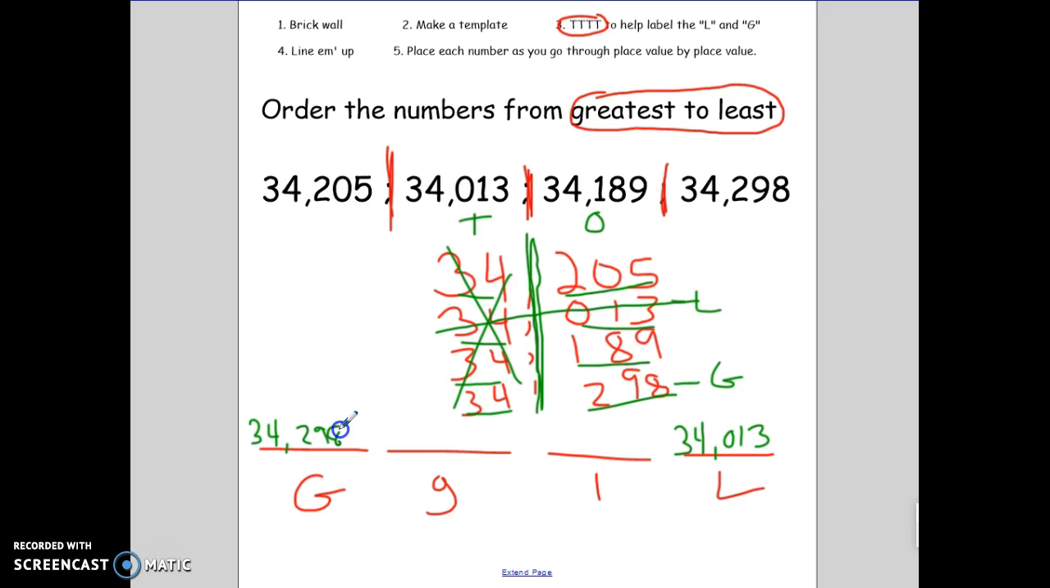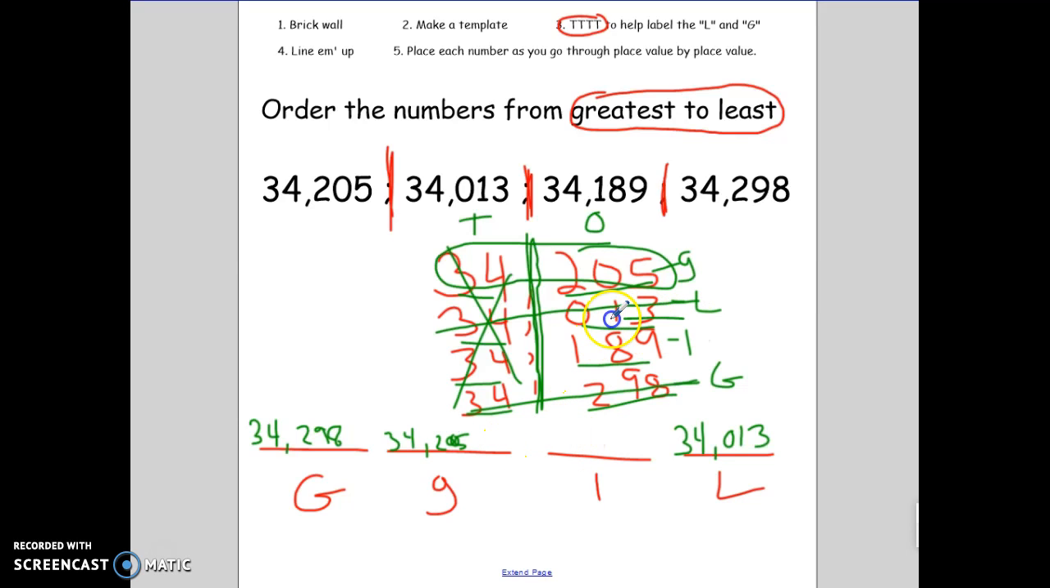So now I've taken care of two of them, and I have two left. And I know that the one that's going to go here is the greater of these two. Well, 205 is greater than 189. So I'm going to go ahead and put this one in that G space right here. So that's 34,205. And then over, that was terrible, sorry, 205.